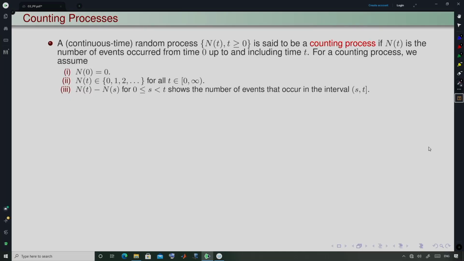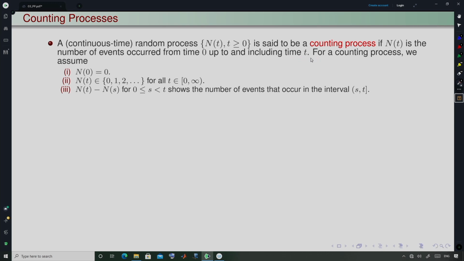Okay. So, this is about exponential distribution and its properties. Now, what we will do is define what we call a counting process. A continuous time random process, which we denote as N of t, is said to be a counting process if it is the number of events occurred from time 0 up to and including time t.